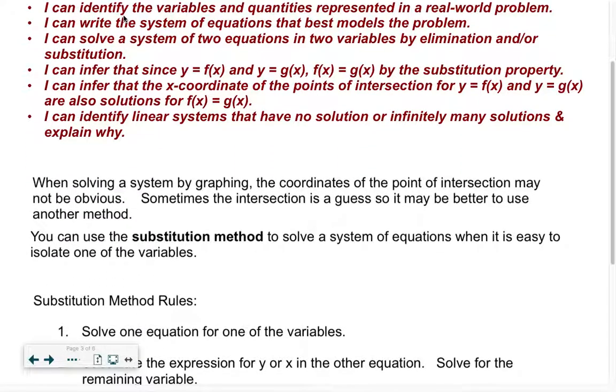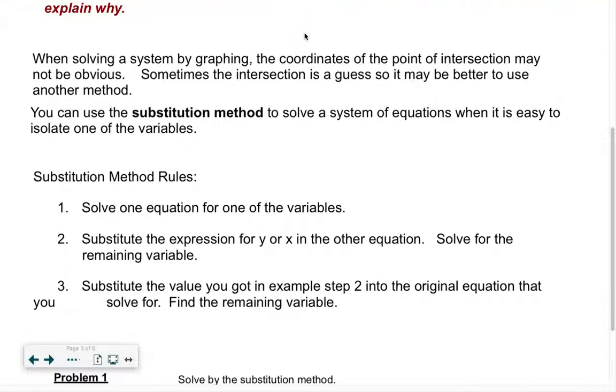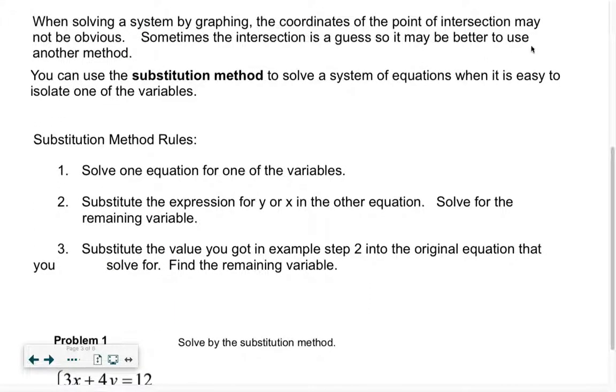Sometimes when we graph, it's not so obvious. You're kind of like, well, it looks like this, looks like that. So instead of guessing, we use substitution. These rules, I would star, highlight, circle, whatever. First we're going to solve one equation for one of the variables. Then substitute it into the other one and solve for that one. And plug them back in.